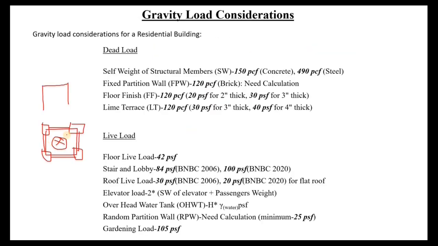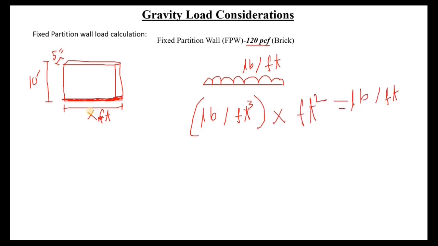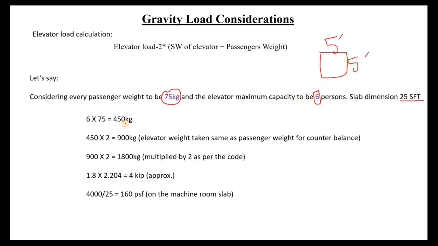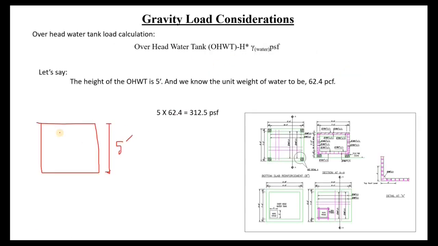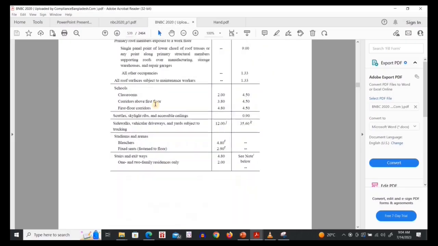deciding on support conditions. In the second section, you will learn about gravity load considerations for a building. You will learn things like common gravity load considerations for a building, how to calculate fixed partition wall load, random wall load, elevator load, gardening load, water tank load according to building code.